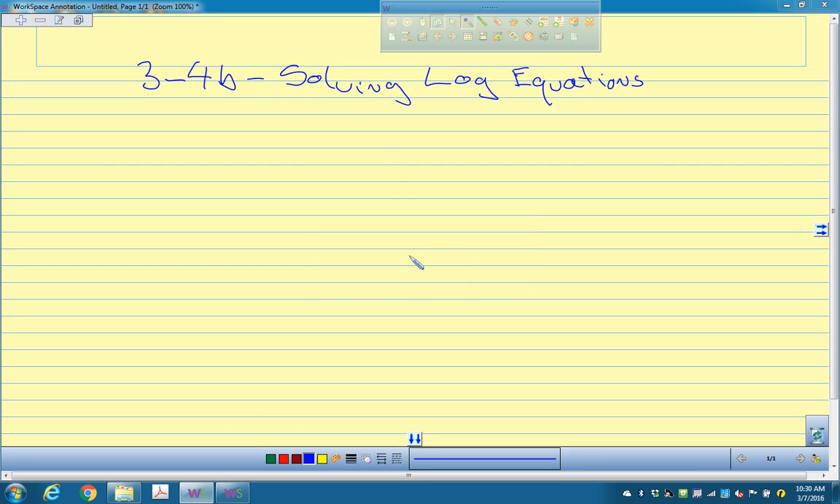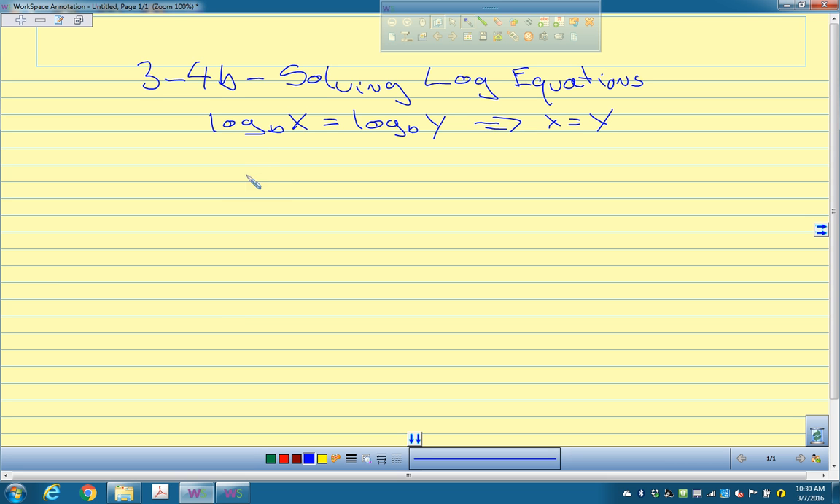So this is part 2 of section 3-4. We learned how to solve exponential equations, and this basically uses the idea that we talked about the other day: if log base b of x is equal to log base b of y, that must mean that x equals y. So that's what we'll use in the second part of this.